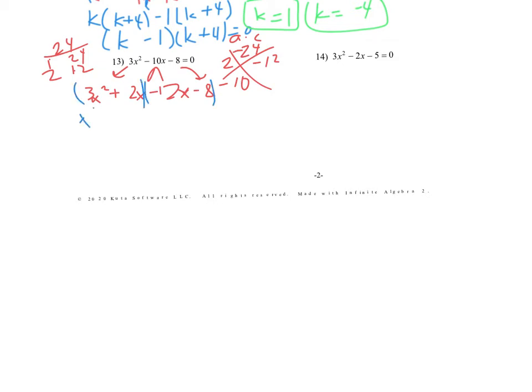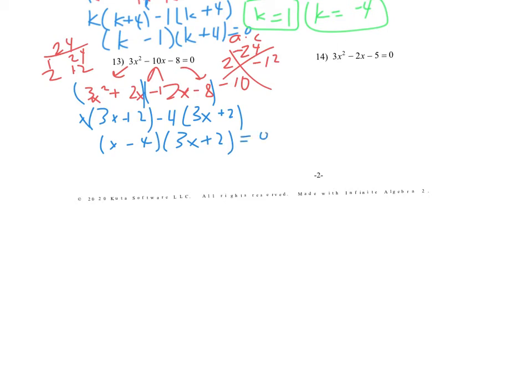First group looks like it can just take out an x, which will leave me with 3x plus 2. The second group, these can both divide by 4, but since the third term is negative, I'm going to take out a negative 4, which is going to turn this to positive 3x plus 2. Which is good because we get the same thing in each parentheses. So I'll rewrite it as x minus 4 for the outside, 3x plus 2 for the inside.